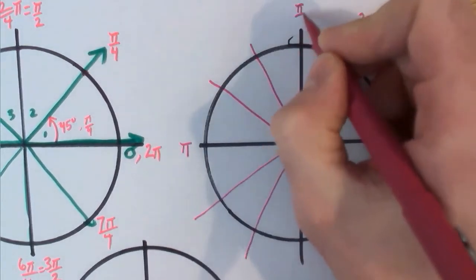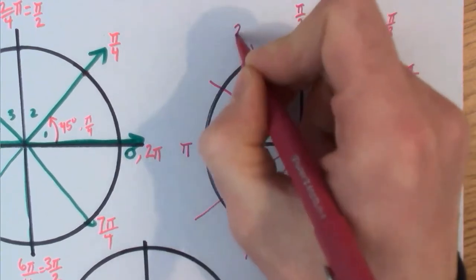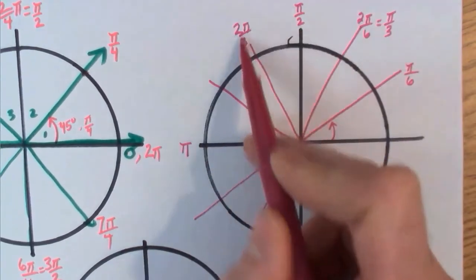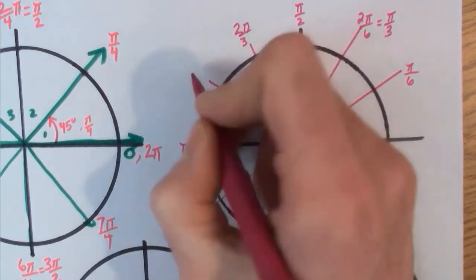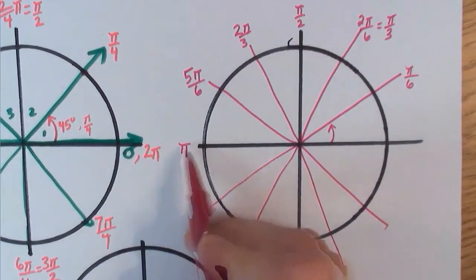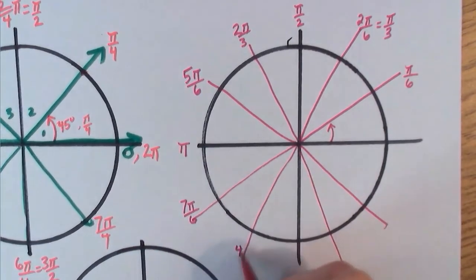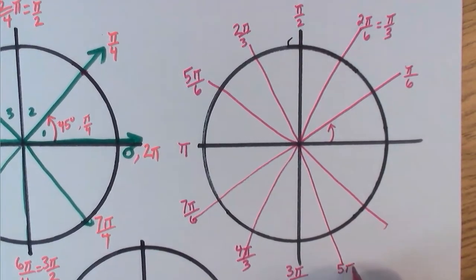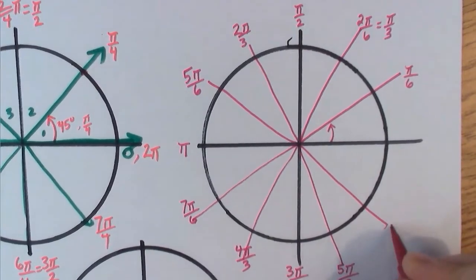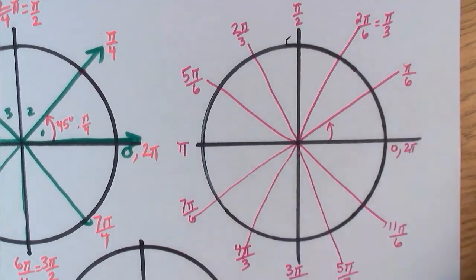3/6 of the way to pi, 3 pi over 6. 4/6 of the way to pi, and I'm just reducing those fractions. 5/6 of pi, 6/6 of pi, 7/6 of pi, 8/6 of pi, 9/6 of pi, 10/6 of pi, and then 11 pi over 6, back to, we knew it started at 0, I didn't write it, but now we're back to 2 pi again.